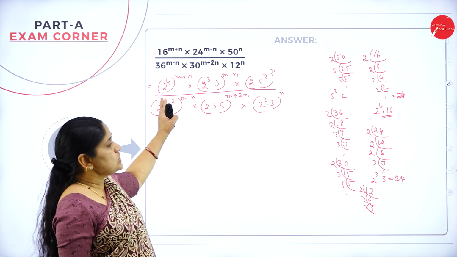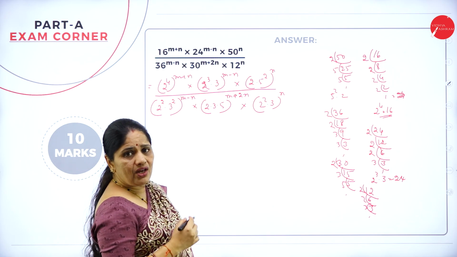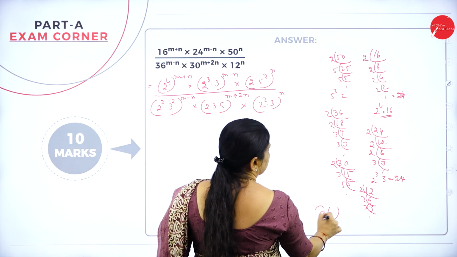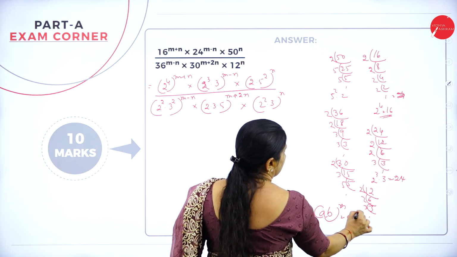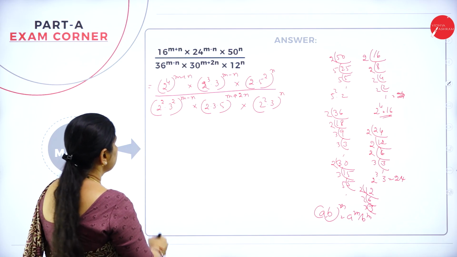So, I have reduced all the numbers to the smallest base. Now, we make use of the laws of indices. Now, what does the laws of indices say? AB to the power of m equals A to the power of m into B to the power of m. So, we have to distribute the powers.